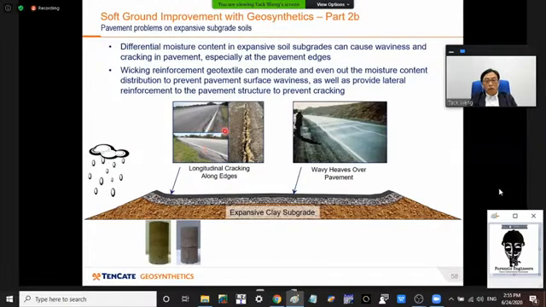And also, something can happen in the middle of the pavement. If there is uneven moisture distribution in the expansive soil, it can cause heaving along the pavement, both of which are undesirable.